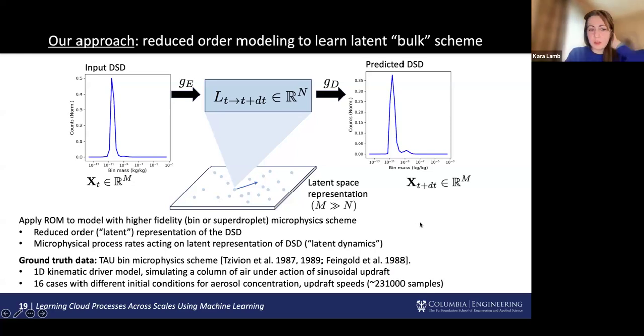So to test out this method, I'm looking at a relatively simple kinematic driver model, but it's going to drive the tau bin microphysics scheme. This one-dimensional kinematic driver model just simulates a column of air under the action of a sinusoidal updraft. And we have 16 different cases with different initial conditions for aerosol concentrations and updraft speeds to give us a range of conditions for training the models.